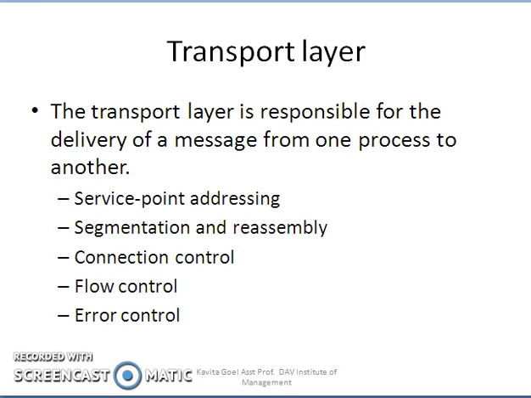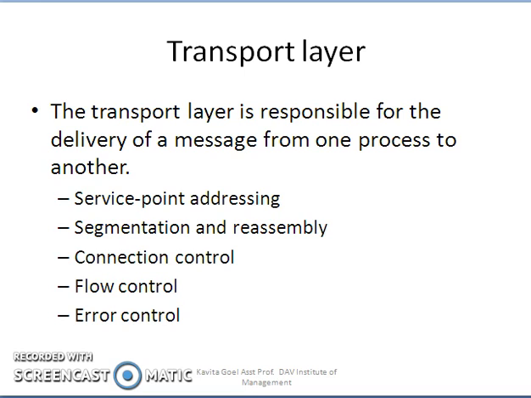The next function of the transport layer is segmentation and reassembly. A message is divided into transmittable segments, each segment containing a sequence number. These numbers enable the transport layer to reassemble the message correctly upon arrival at the destination and to identify and replace packets that were lost in the transmission.